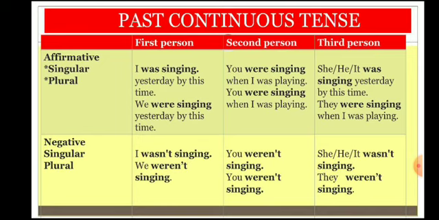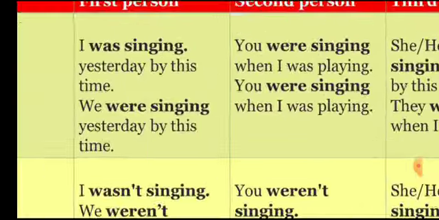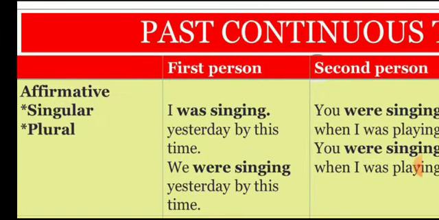Let me give the forms for past continuous tense. For past continuous tense, in the case of first person, second person and third person affirmative, the structure is subject plus was or were, the be form verbs for past, plus present participle, that is base verb plus ing.